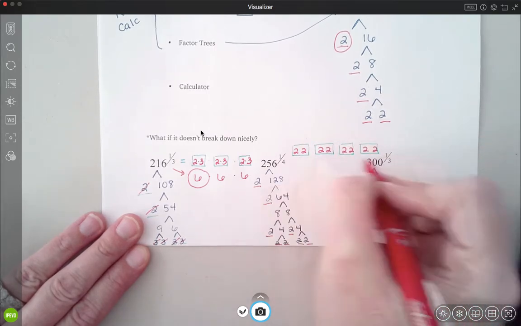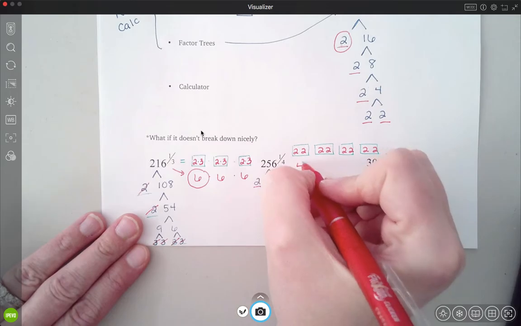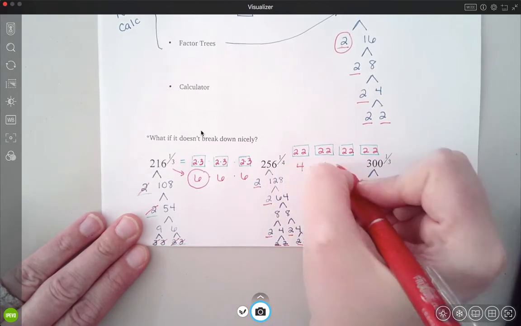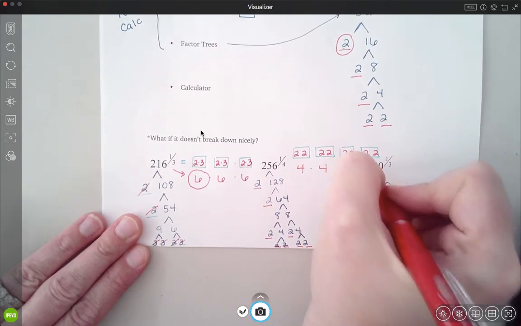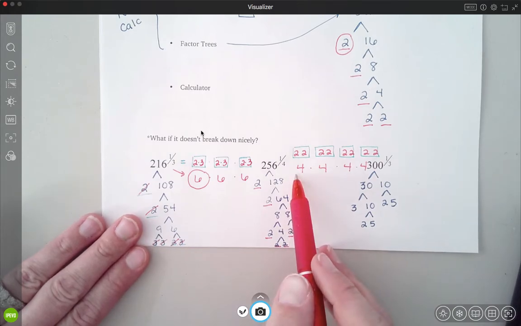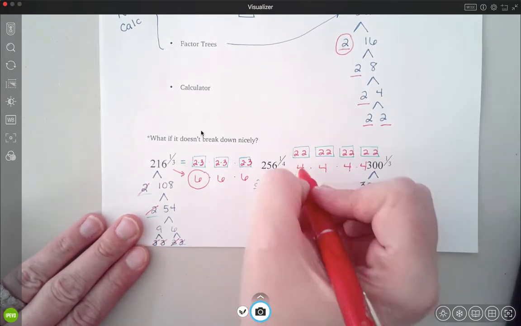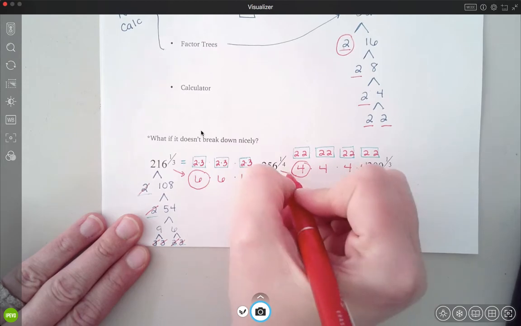There's my 8 2s, and that means I really have 4 times 4 times 4 times 4. If I really wanted to check in my calculator, I would do 4 to the 4th power and make sure it's 256, but my answer should just be 4.